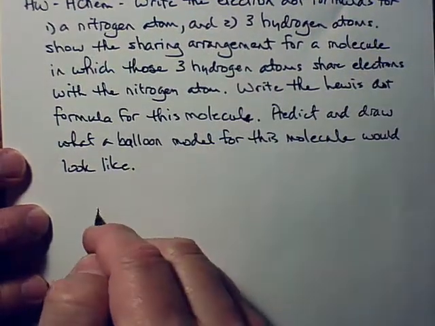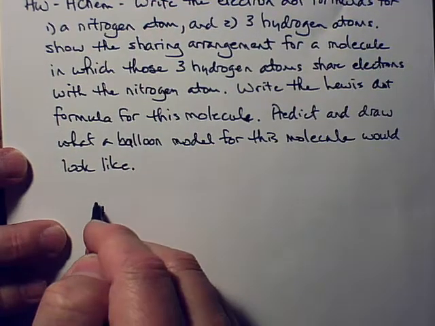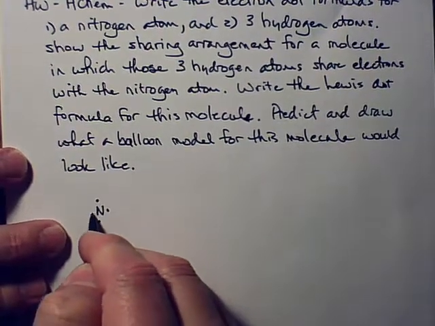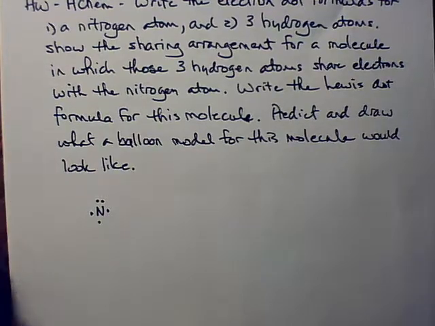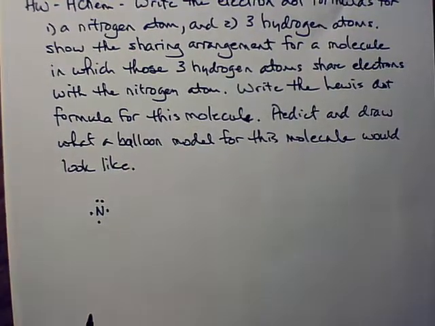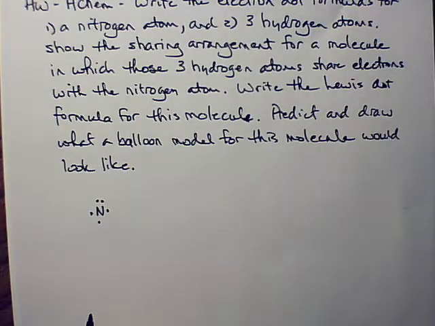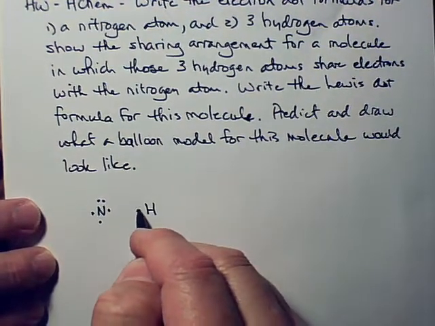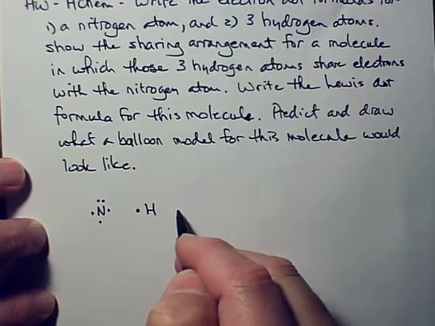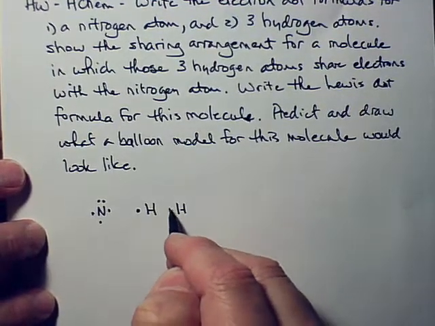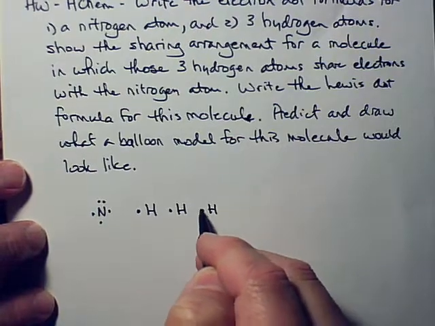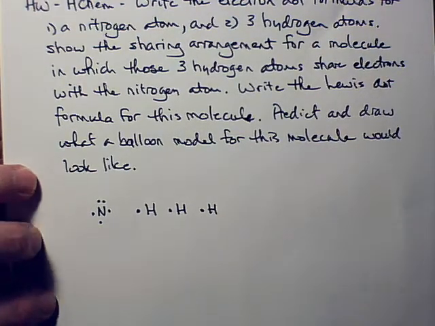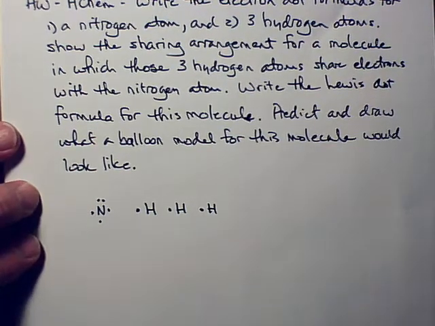So, nitrogen, electron dot formula has 5 electron dots. Anybody that doesn't understand how we got that? You don't understand? Okay, I just want to make sure. All right, then hydrogen has 1 electron dot, and I need 3 of them. Okay, and then the next thing was to show how they share those electrons.